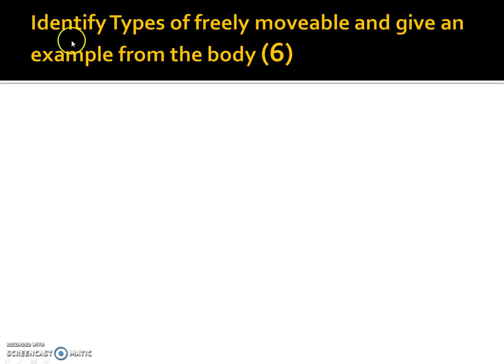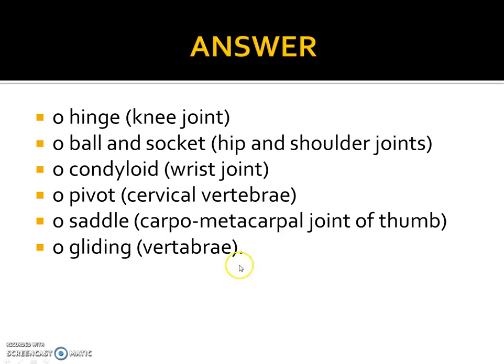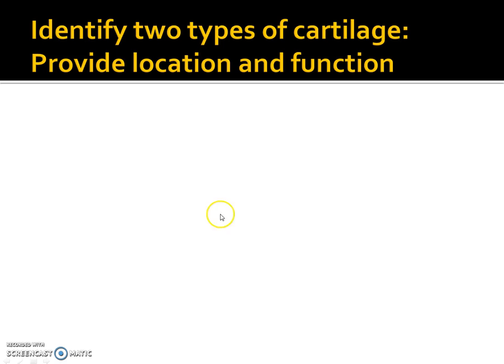Moving on. Identify types of freely movable joints and give examples from the body. There are 6 freely movable joints, and you give an example from the body. There is no memory method for this, so I'm going to pause it now and see if you can think of an example from the body for each of the different types of synovial joint. Answer? There you go.